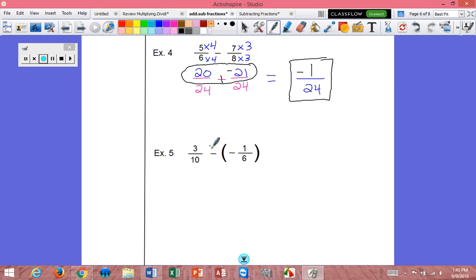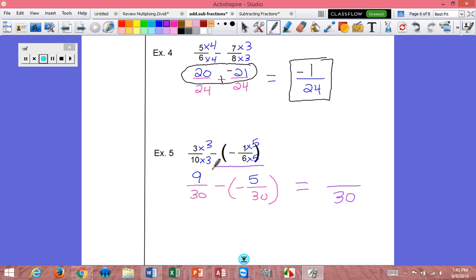Example 5, we have 3/10 minus a negative 1/6. We need a common denominator. So the least common multiple of 10 and 6 would be 30. Right, 10 times 3 gives us 30, so 3 times 3 is 9. And then we have 6 times 5 is 30. 1 times 5 is 5. Remember, the denominator is going to stay the same.